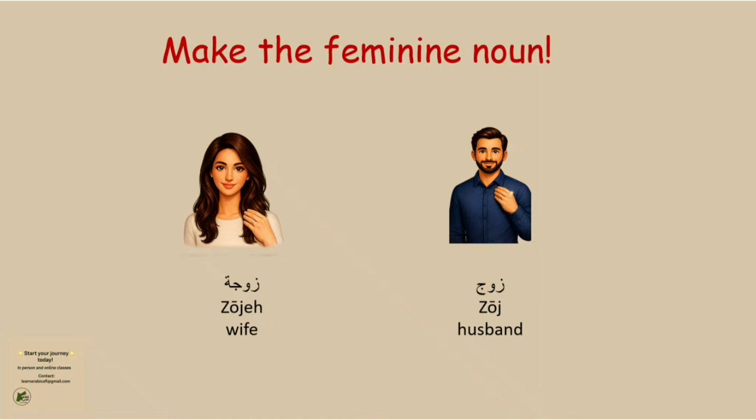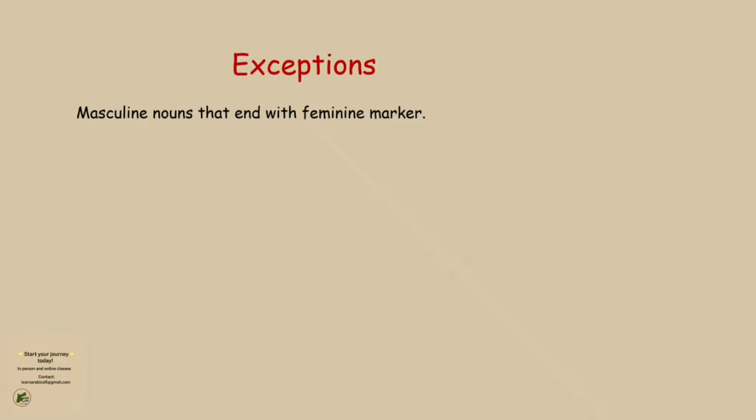There are very few exceptions of nouns that end with the feminine marker but are masculine. For example, the word zalame, which means man or guy, ends with the ta marbuta but it's masculine. There are also some male names that end with the feminine marker, like the name Usama and the name Hamza.